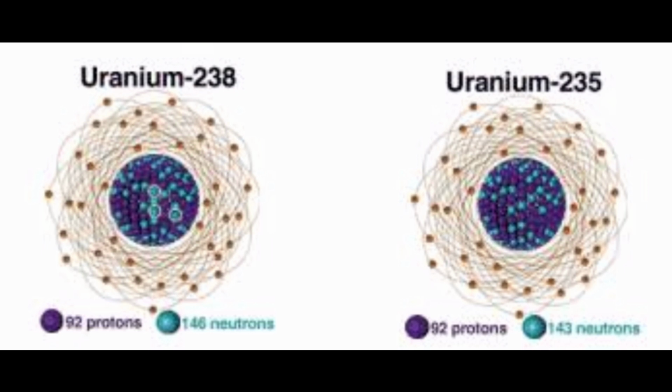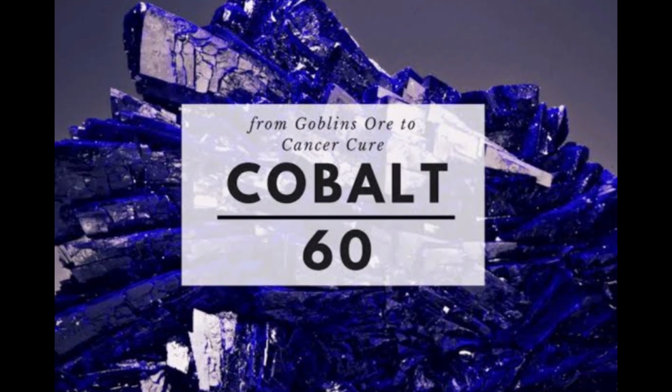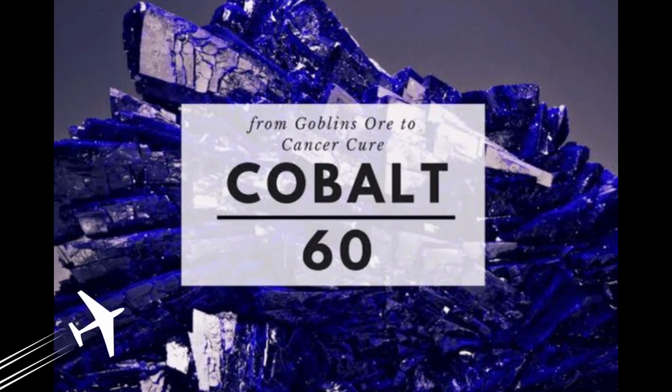Applications and uses of isotopes. An isotope of uranium is used as a fuel in nuclear reactions. An isotope of cobalt is used in the treatment of cancer. An isotope of iodine is used in the treatment of goiter.